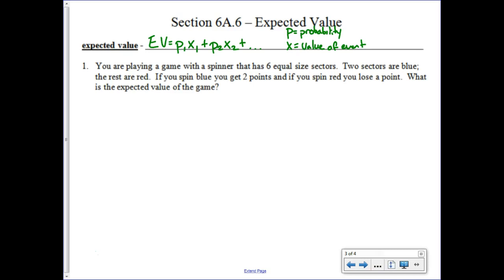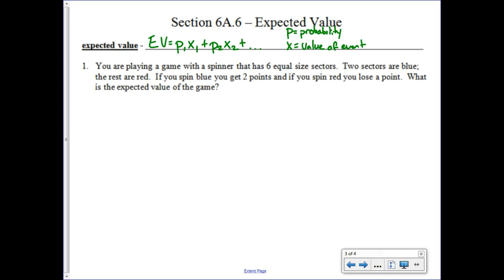So if you're playing a game with a spinner that has 6 equal sized sectors, 2 sectors are blue and the rest are red. If you spin blue, you get 2 points. If you spin red, you lose a point. What is the expected value of the game?